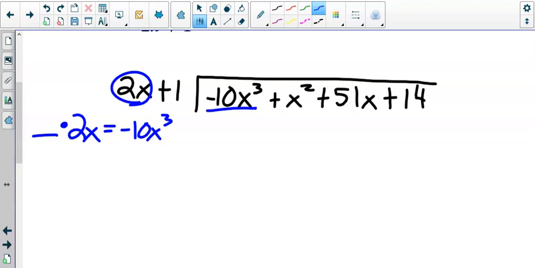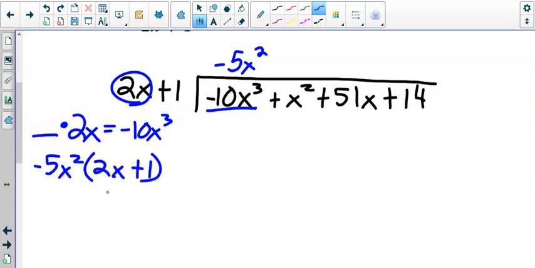A negative 5x squared. Good. And that's what goes up here, because that's your first step. Your first step is all about trying to figure out, how do I get rid of this guy? So a negative 5x squared will help us get rid of that. And then now we're going to take that negative 5x squared and we're going to multiply our polynomial in front.